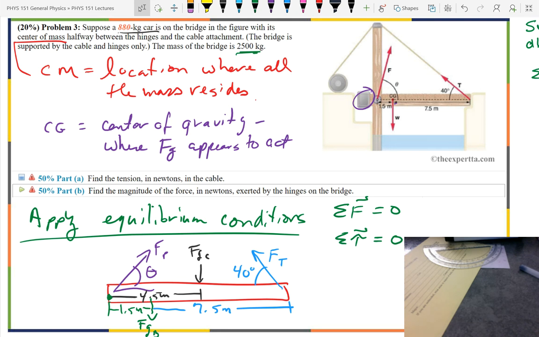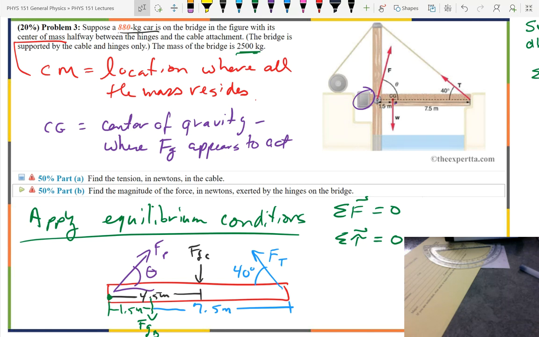Part B asks us the magnitude of the force in newtons exerted by the hinges on the bridge. So what would I do to solve part B? It's just continuing solving it. Just go back to your sum of forces equals 0, and then calculate all of your different forces at their positions. We now can just go back to sum of the forces equals 0.